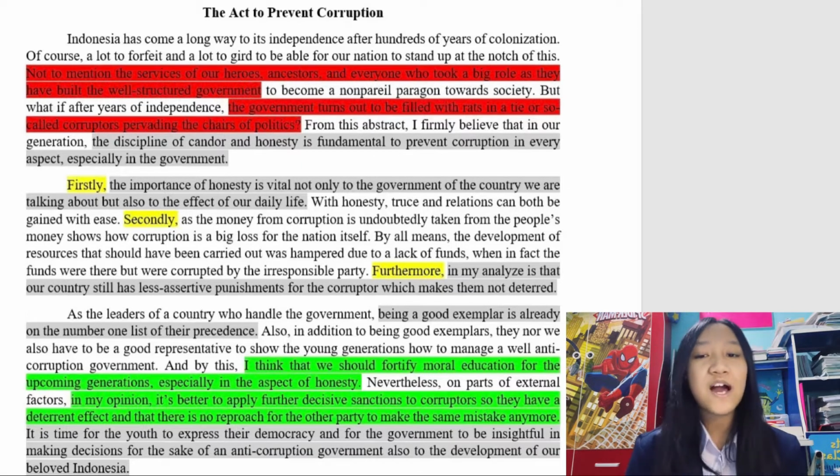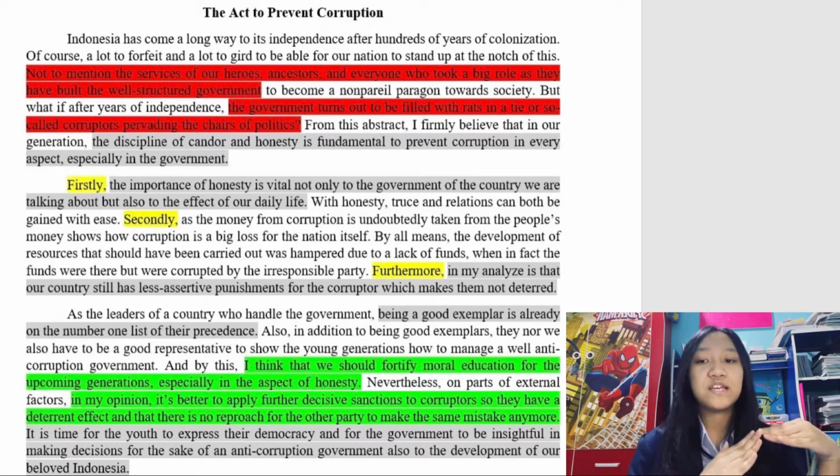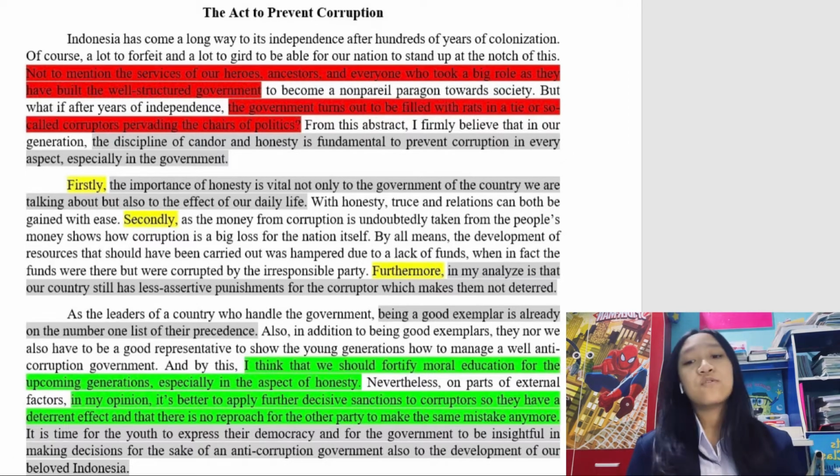From this abstract, I firmly believe that in our generation, the discipline of candor and honesty is fundamental to prevent corruption in every aspect, especially in the government. Firstly, the importance of honesty is vital, not only to the government of the country we are talking about, but also to the effect of our daily life. With honesty, truth and relations can both be gained by ease.